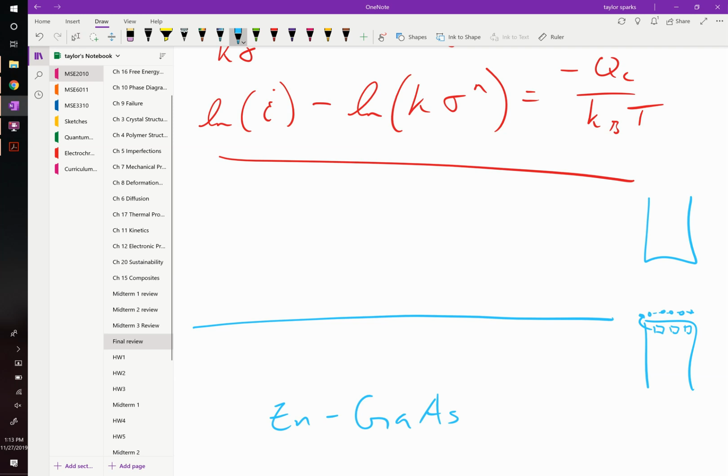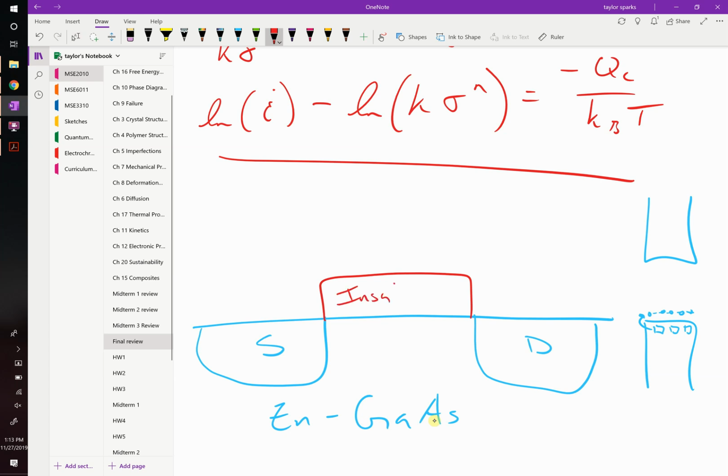So how does a MOSFET work? Somebody remind me what's going on in a MOSFET. What are the key components? We know that there's a source and a drain because the problem just said it. Landon, what else? There are some insulators. Yep, insulators. We'll call this a source, and we'll call this a drain. Your insulator is going to live right here. Then you've got a metal right there.